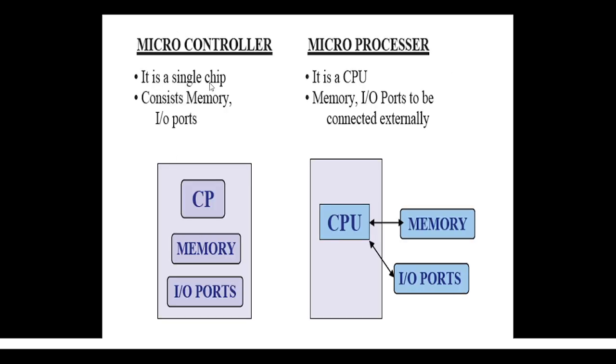So in case of microcontroller, we have a single chip and all the devices are integrated on that one single chip. And in case of processor, there is one single silicon chip and our CPU is integrated on the silicon chip and all the parts like memory and input-output ports are externally connected.